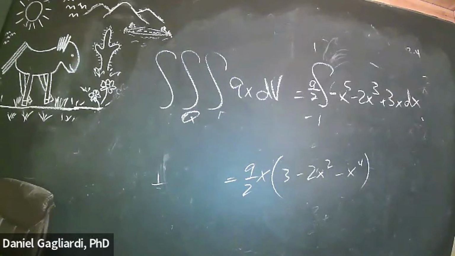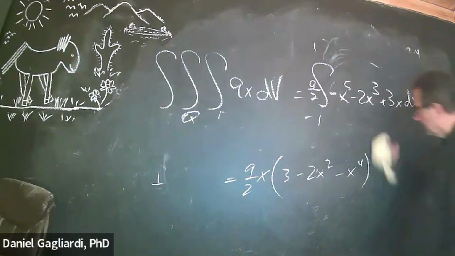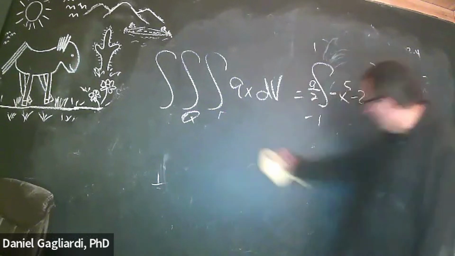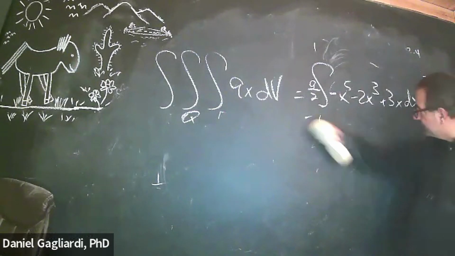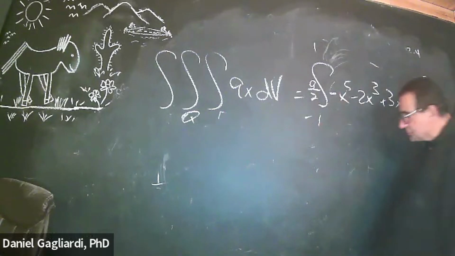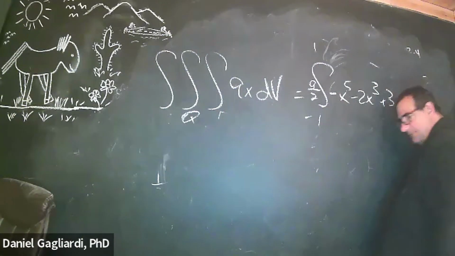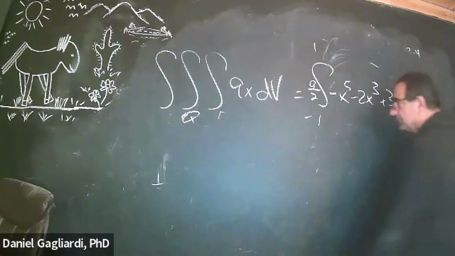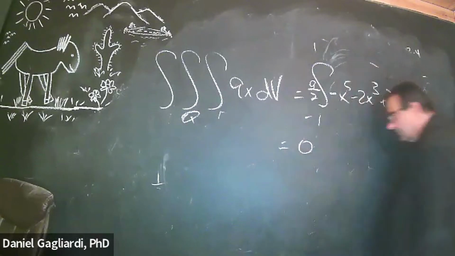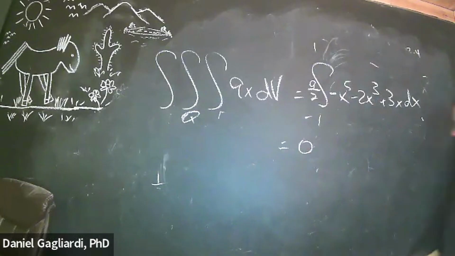Well, there's something very nice about this integral. Very nice indeed. This integral consists of all odd powers, which makes it an odd function. And if we take the integral of an odd function between negative some number and positive that same number, that whole integral is just equal to 0. And I'll tell you why.